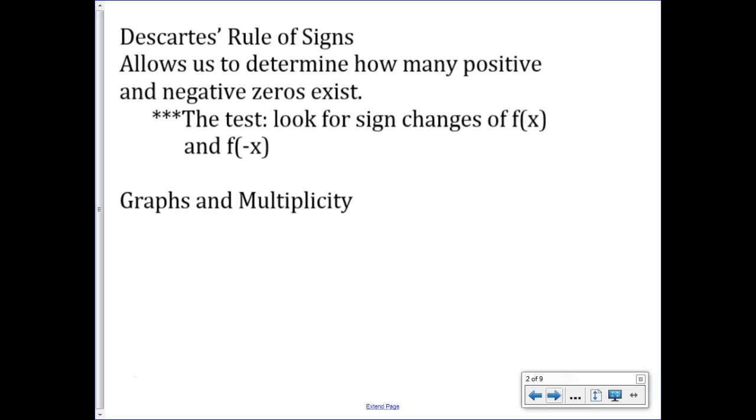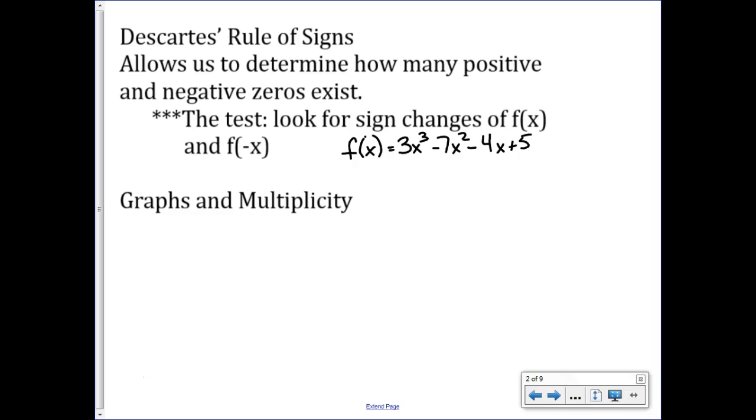So what that means is we are looking for how things change. So let me give you an example here. With f of x equal to 3x to the third minus 7x squared minus 4x plus 5. So we want to look at how many times the sign changes in this.